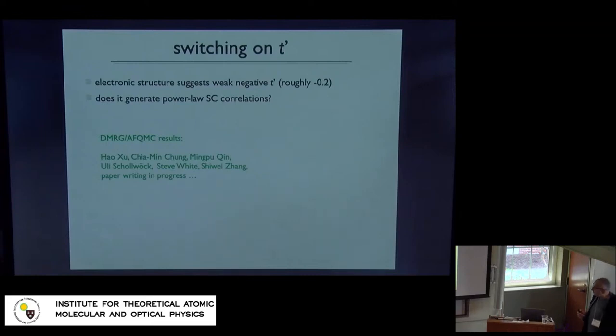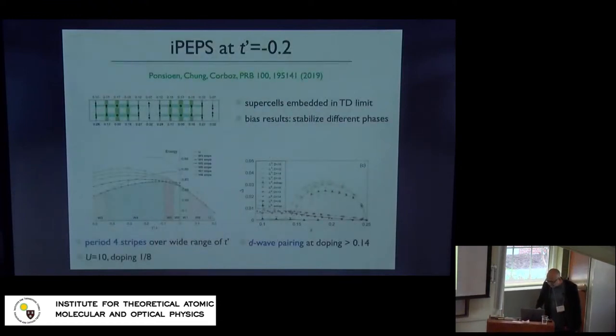The paper we are going to write is, at the moment, in the writing process. You will see from the figures that they are not yet polished. This is, on the one hand, DMRG by Jiamin, Steve, and myself, and Mingpu and Shiwei have been doing the AFQMC simulations here. So, what has been done? Yeah, I can be fast again.